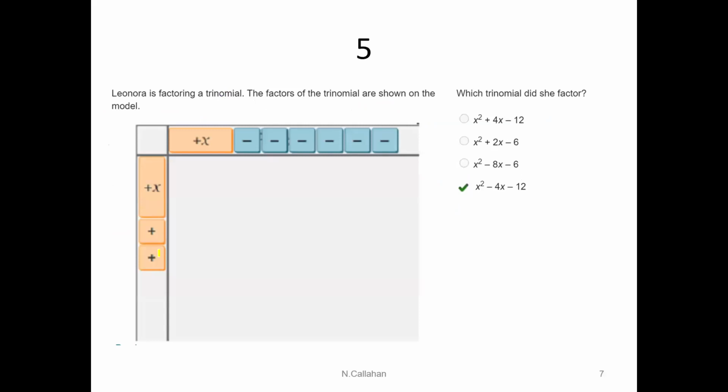All right, number 5, you guys, and then we'll take a quick little break, okay, promise. So read that one, please.